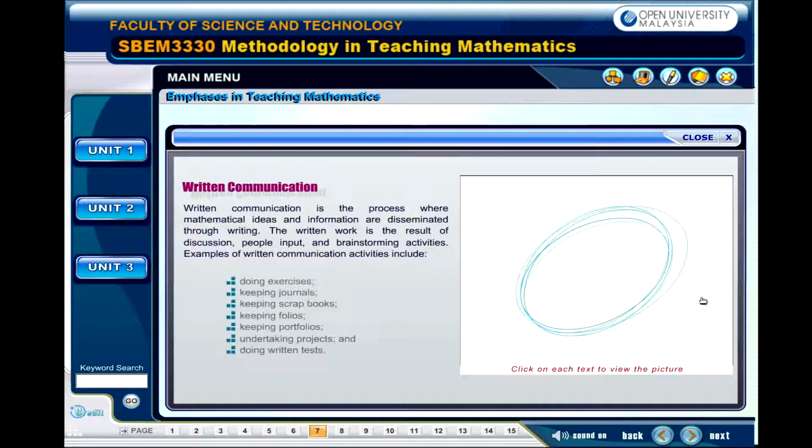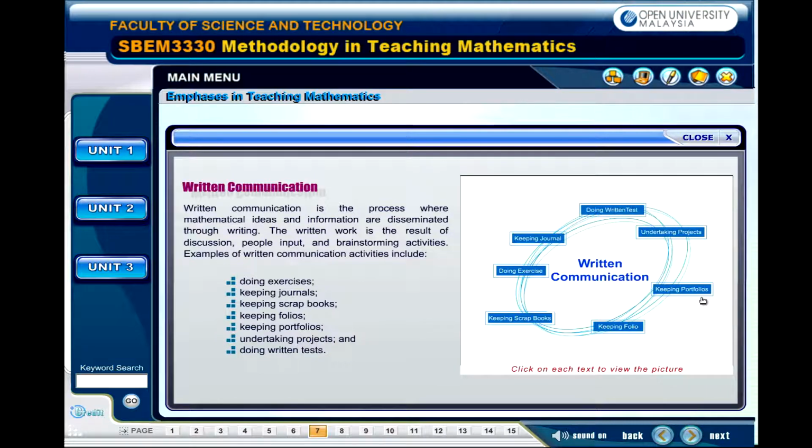Written communication is a process where mathematical ideas and information are disseminated through writing. The written work is a result of discussion, people input, and brainstorming activities. Examples of written communication activities include doing exercises, keeping journals, keeping scrapbooks, keeping folios, keeping portfolios, undertaking projects, and doing written tests.